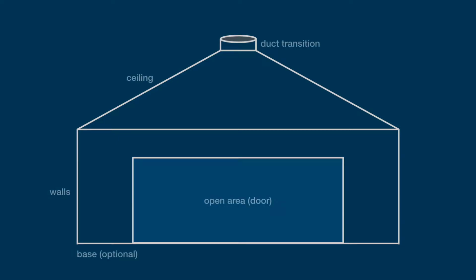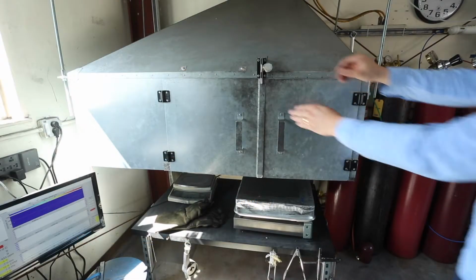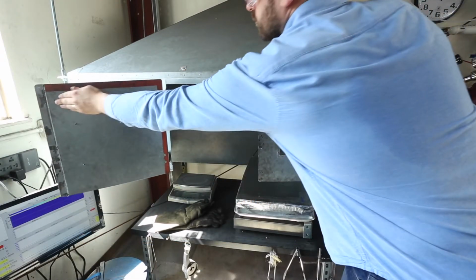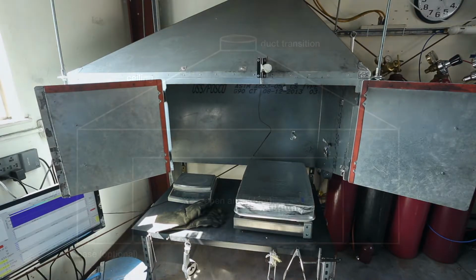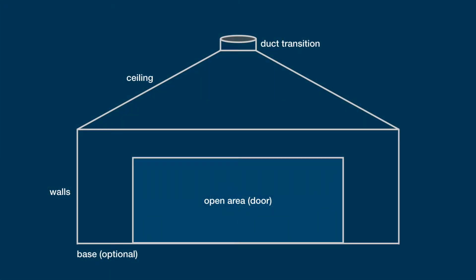A cookstove testing hood is made up of 5 components, the first being the base. The base of the hood is optional and can be replaced with a platform or testing table. Optionally, the base of the hood can be sealed. Second is the opening or door of the hood. The door is to remain open if the base of the hood is sealed. If the base of the hood is open and the testing platform leaves sufficient open area for air to flow freely into the hood, the doors can be closed. Finally, your hood should have walls, an angled ceiling, and a transition to the duct.